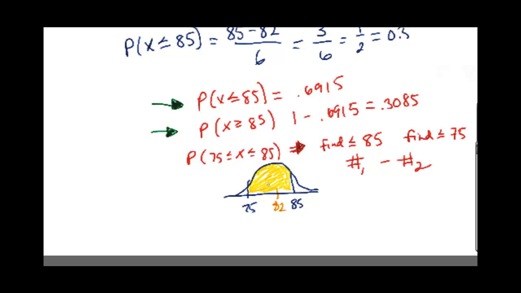Okay, so let's do it. We actually got the first number already. That's going to be 0.6915. So all we really need to do is the second number. So the second number is going to be 75. So the probability of x being less than or equal to 75 is going to equal 75 minus 82 over 6, which gives me negative 7 over 6.